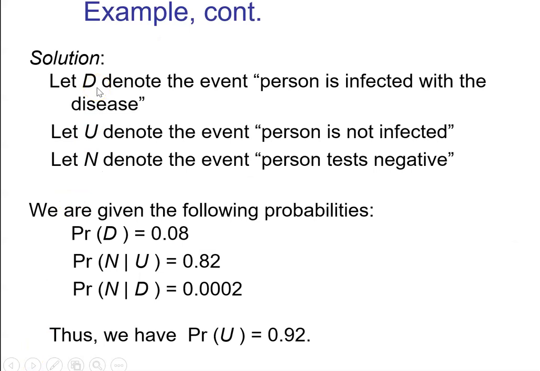We're going to let D denote the event the person is infected with the disease, U denote the event the person is not infected, N be the event that the person tests negative. So what I just read to you, written out in terms of what we denoted here: the probability that the person is infected with the disease is 0.08. Probability that the person tests negative given the person is not infected. And then this is the probability that the person tests negative given that the person is infected with the disease. Okay, so I'm just talking about these three right here.